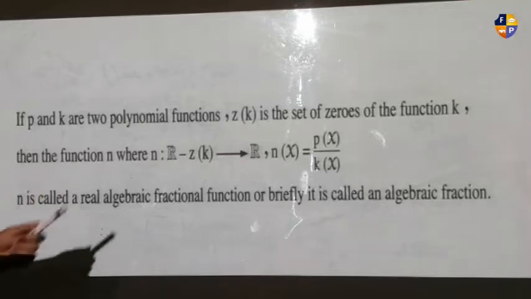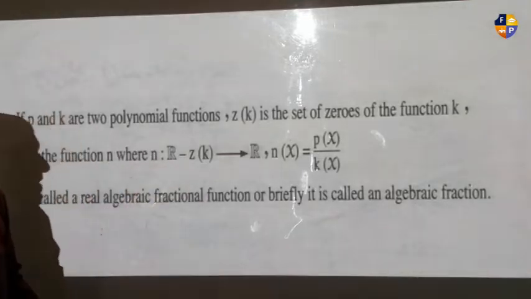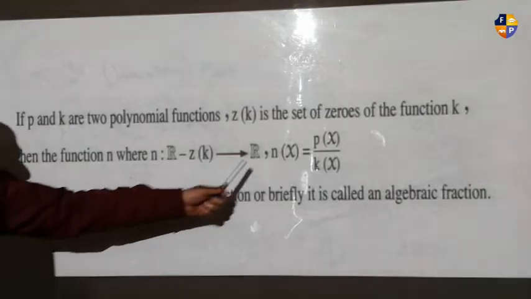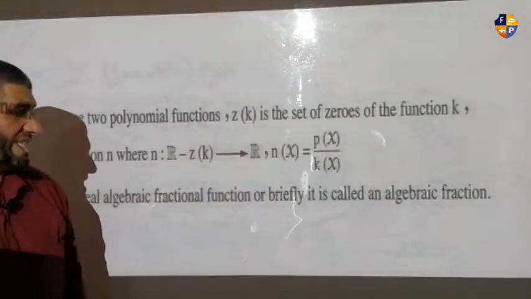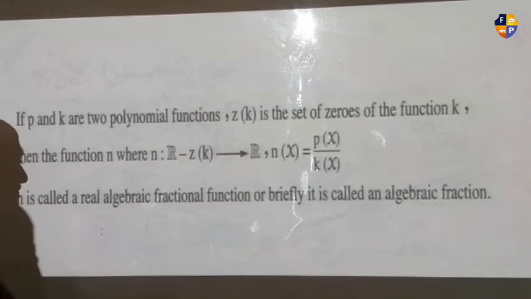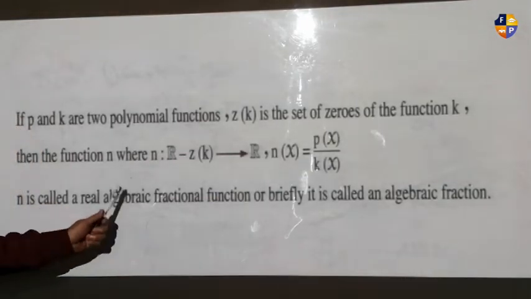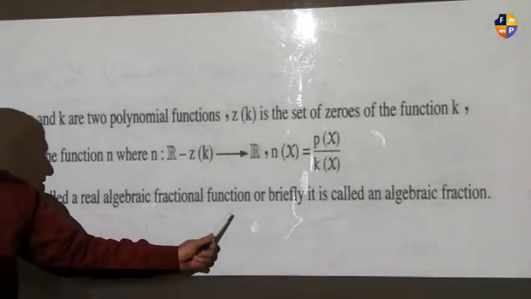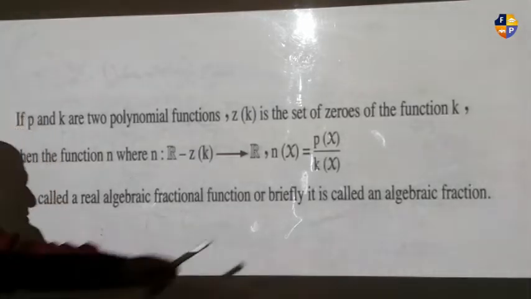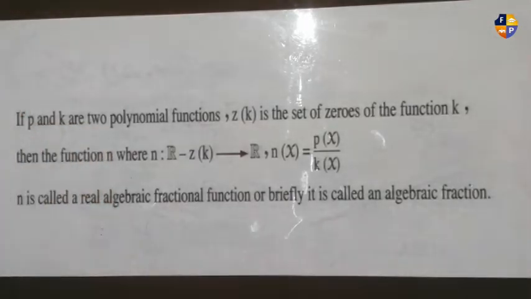Z(K) is the set of zeros of function K. This is B(x) over K(x). It is the fraction function. It is called a real algebraic fraction function, or an algebraic function.